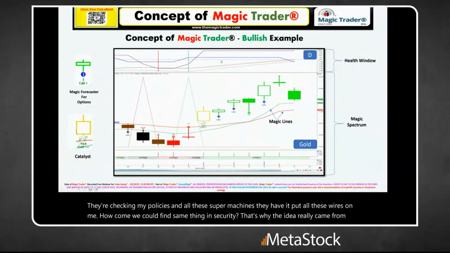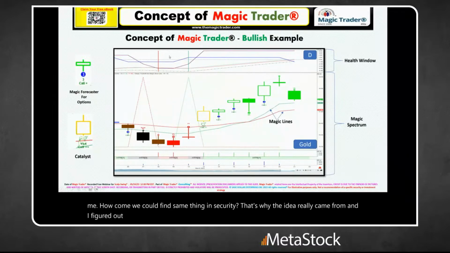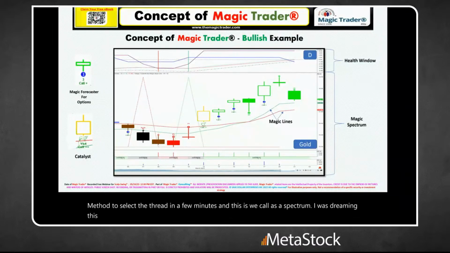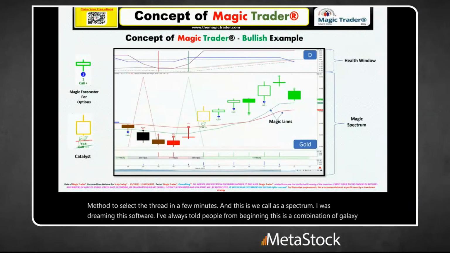And I figured it out. So these few lines here, we call it a health window. We're going to detail a few of those lines to use as a simple method to select the trade in a few minutes. And this is what we call a spectrum. I was dreaming of the software. I always told people from the beginning, this is a combination of galaxy and ocean.